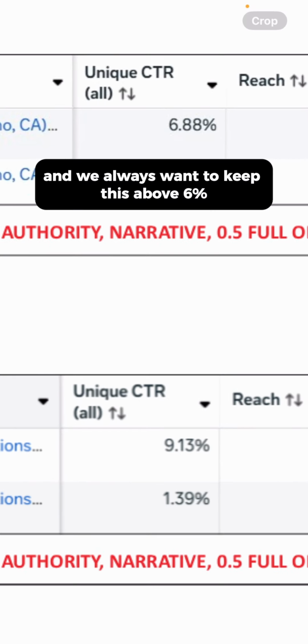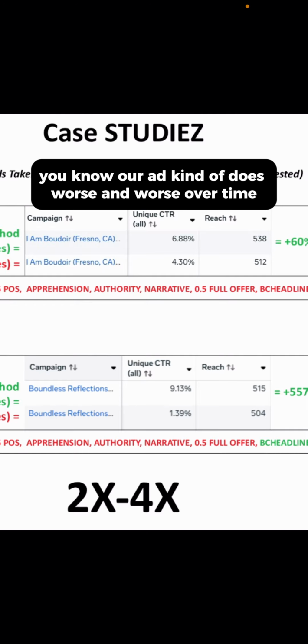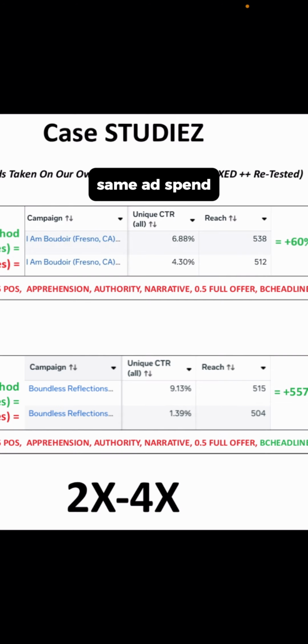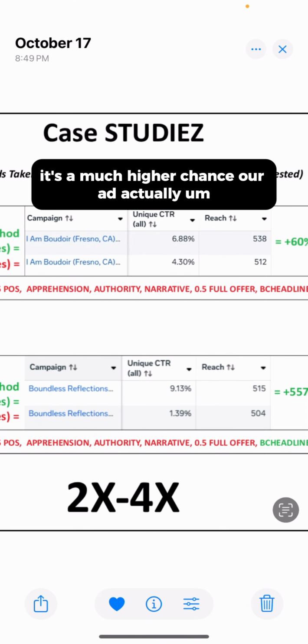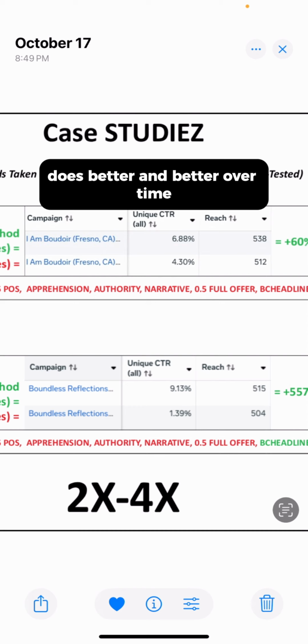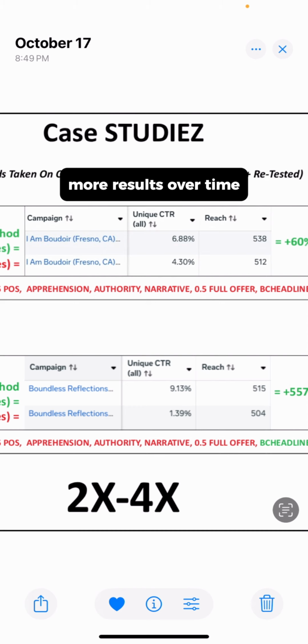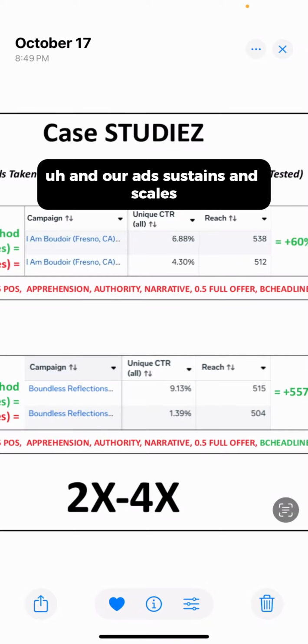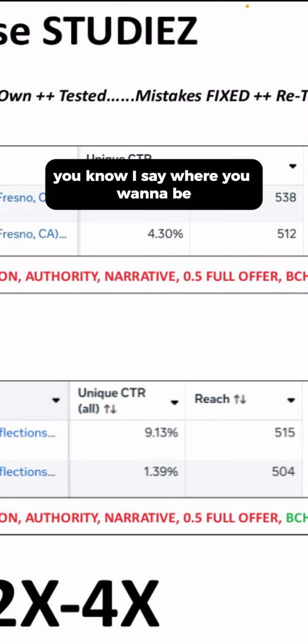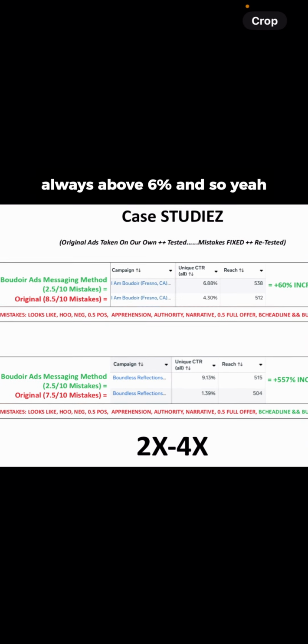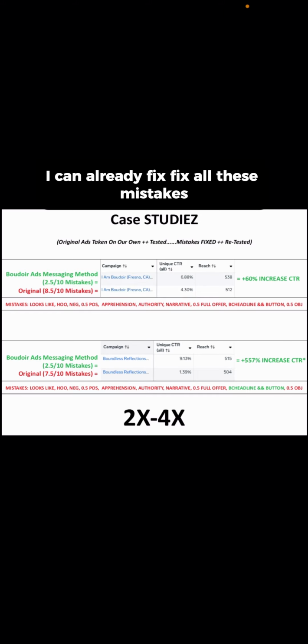And we always want to keep this above 6% because below 6%, much higher chance our ad kind of does worse and worse over time. Same ad spend, less bookings over time, and it kind of burns out and dies out. And we got to refresh creative. But if we keep it above 6%, it's a much higher chance our ad actually does better and better over time. Same ad spend, more results over time. And our ad sustains and scales, and we can actually scale the business. So it's kind of a 6% seesaw, I say, where we want to be always above 6%. And so, yeah, I can already fix all these mistakes and get much better results.